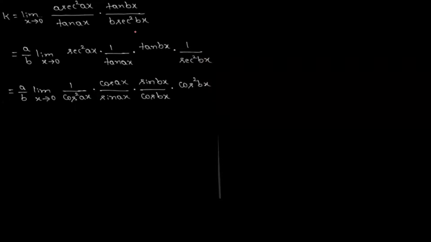See, I said why we have written like this. Intentionally, we have written like this. For what reason? See, in the next step, few things are getting cancelled. Cos ax with 1 cos ax gets cancelled, and cos bx with 1 cos bx will get cancelled.